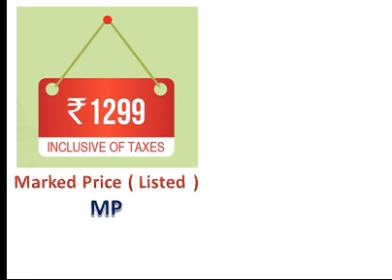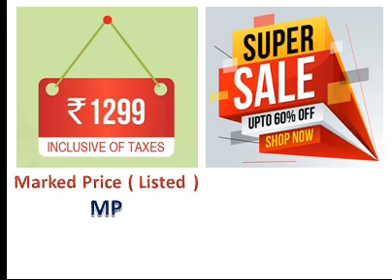Now if you see on the screen, we have a tag with rupees 12.99 written over it. One more thing which you need to see here is inclusive of taxes. Tax is the chapter that we are going through. Now this is a tag and it has a price printed on it, listed on it. So this price is actually called the mark price and we represent it as MP.